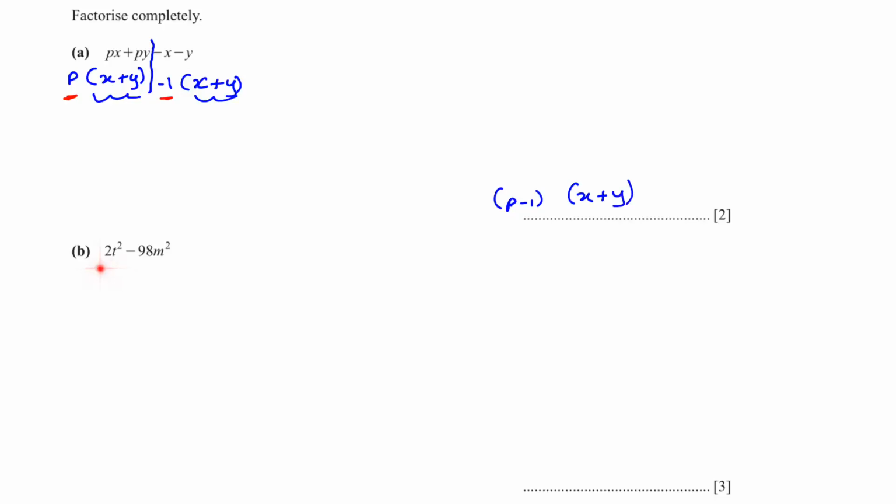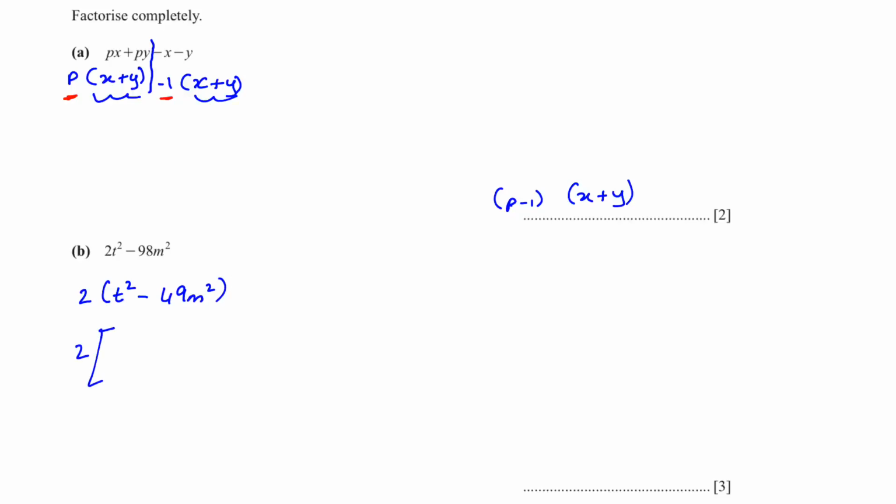Part B, 2t square minus 98m square. Whenever there is a square in your equation, it has something to do with difference of squares. First, let's factorize the 2 out. 2 is not a square number, so we'll factorize the 2 out. That will give us 2 times t square minus 49 m square.